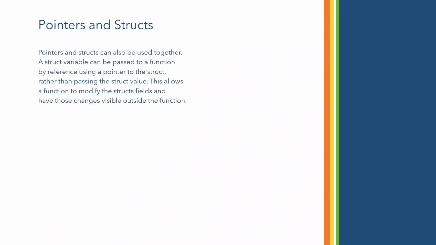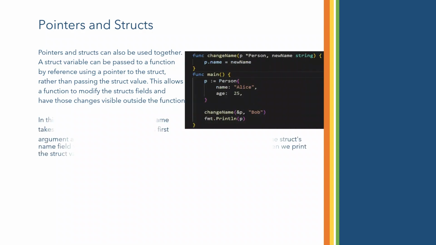Pointers and structs can be used together. A struct variable can be passed to a function by reference, using a pointer to the struct rather than passing the struct value. This allows the function to modify the struct's fields and have those changes visible outside the function.